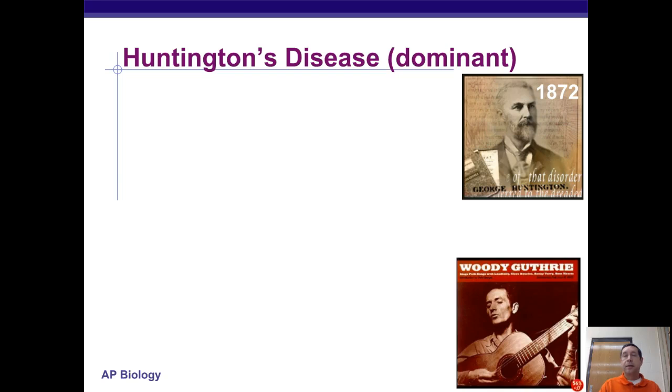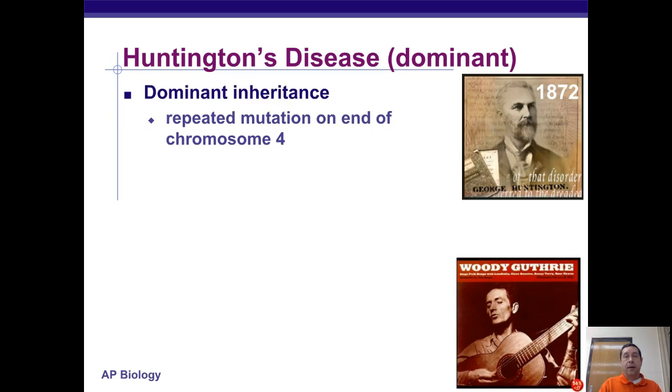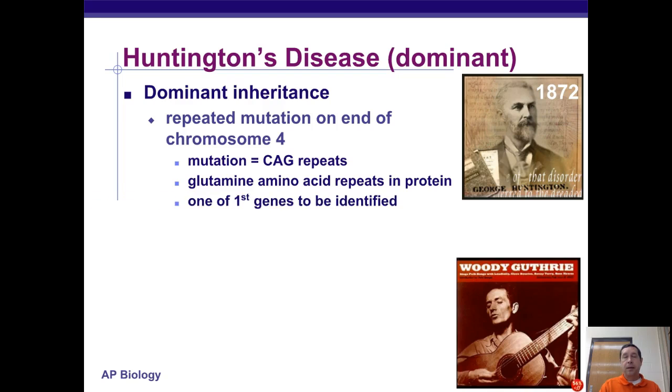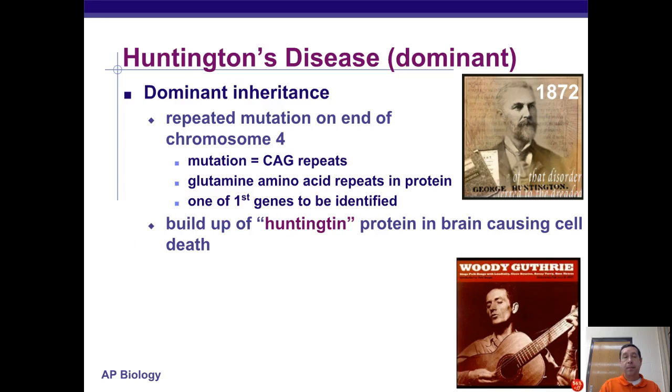Huntington's disease is actually a dominant trait, named after George Huntington. There's a repeated mutation on the end of chromosome 4. You get a bunch of these CAG repeats, which means you have a bunch of glutamine amino acids at the end of the protein. It was one of the first genes to be identified in the human genome. So there's this Huntington protein that builds up and causes damage to cells in the brain.